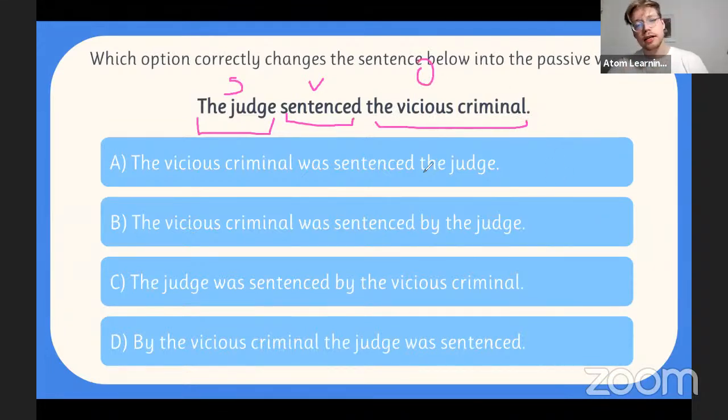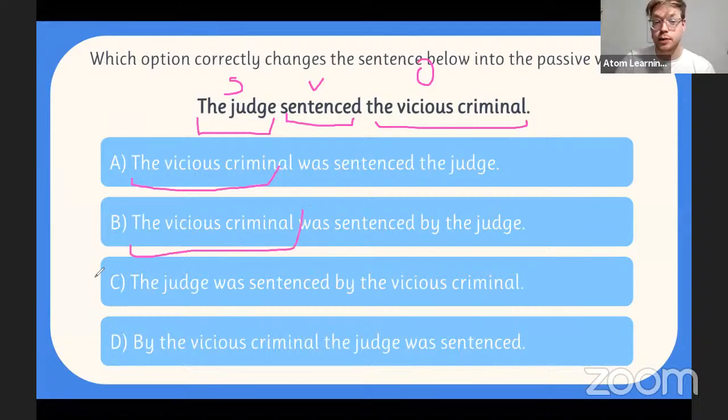A bit of an intense sentence. The judge sentenced the vicious criminal. So the object is the vicious criminal because it is the person in the sentence having the action done to it. Now, all we need to do is follow the same set of rules that I just talked about. So when we're changing from the active to the passive voice, the object of the sentence becomes the subject. So the vicious criminal is going to become the subject. Now we always know the subject comes before the verb. So the vicious criminal needs to come before sentenced. So it needs to be at the start of the sentence, like it is in A and B.